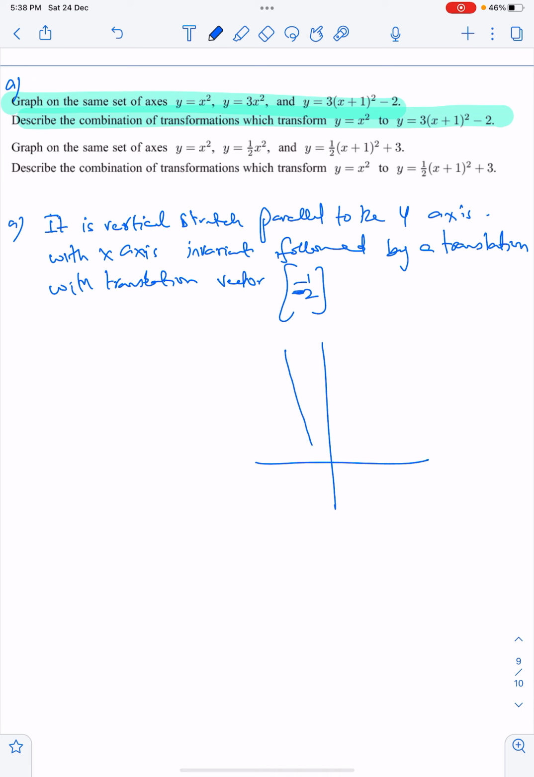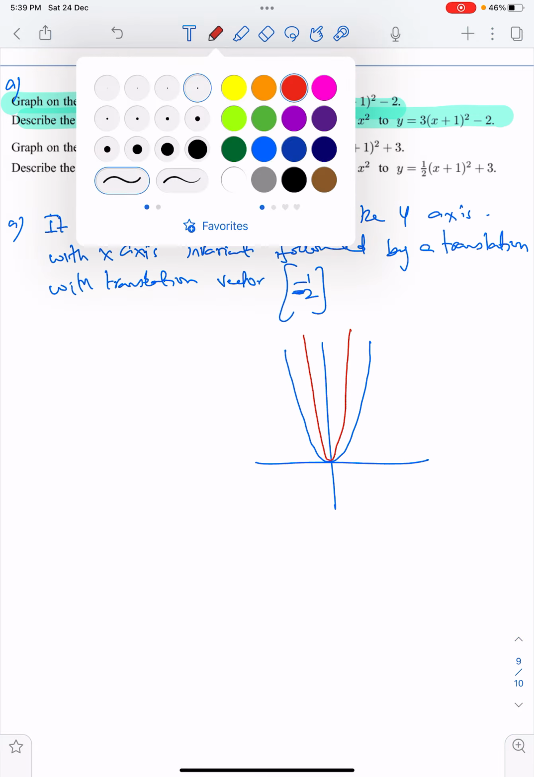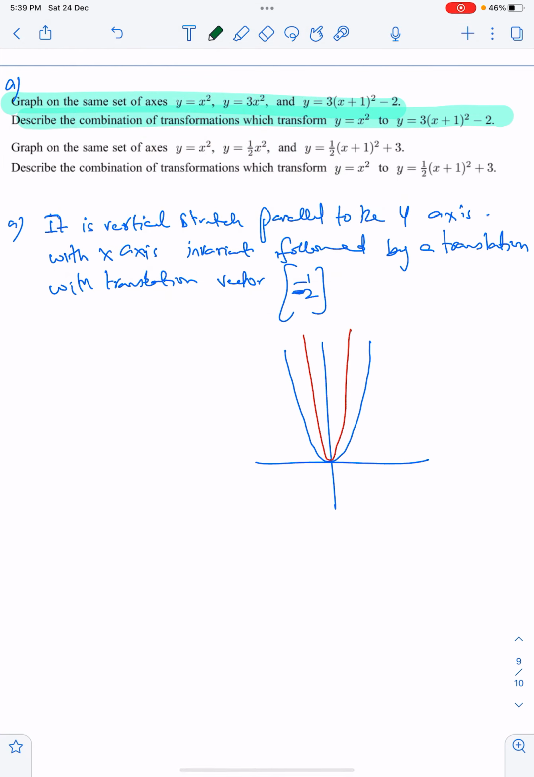I can explain it to you this way. If this is the graph of x cube, the graph of 3x cube will be like this, and then obviously because of this translation the whole graph will go 1 unit onto the left and 2 units down. So I am just drawing a rough thing, 1 unit onto the left and 2 units down. That means the whole graph is going to be like this. This is the final graph.